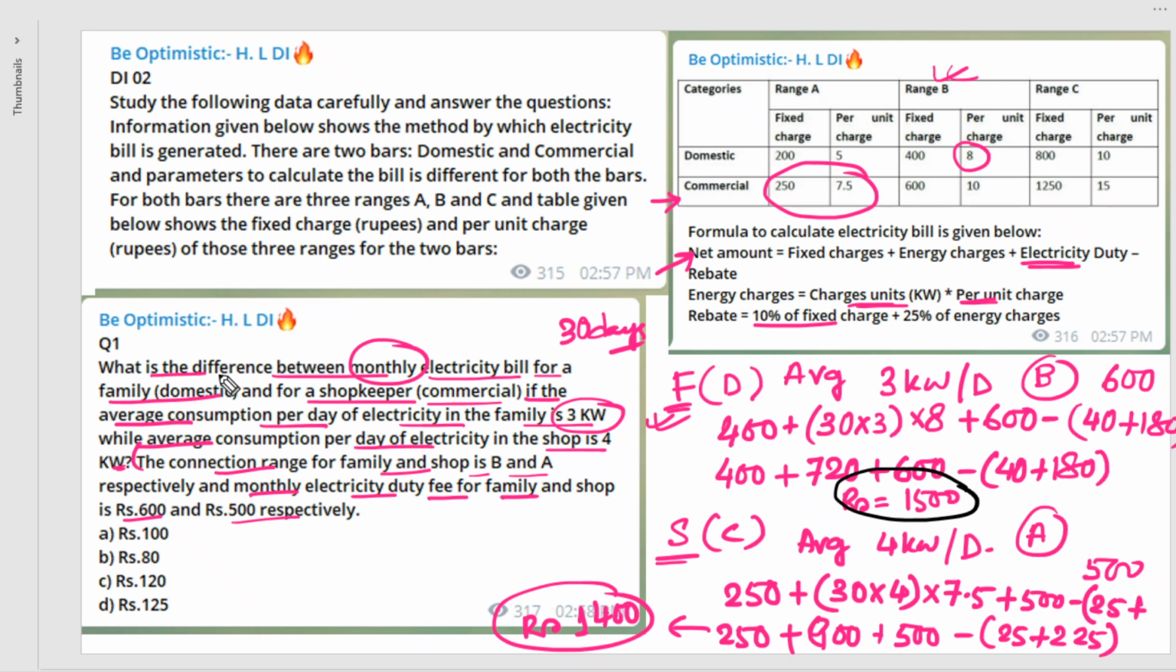Now what is the question? What is the difference between the monthly electricity bill of the family and the shopkeeper? So the difference is equal to 1500 minus 1400, that is 100. Okay, so here is option A. So I hope this is clear, and you can see how easy this is. Just take the values, calculate according to the formula given, and you will get the answer. Okay, so let's go to the next question.